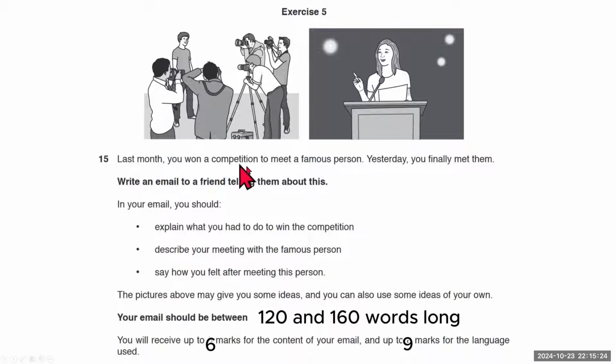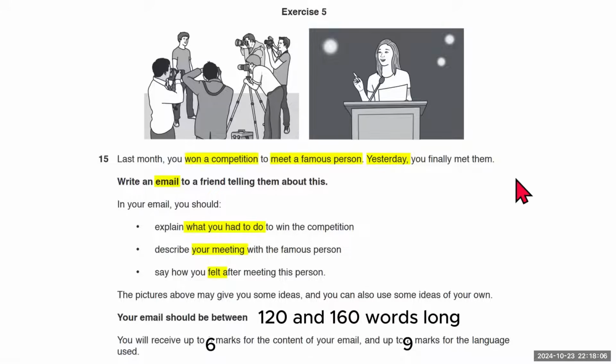Last month, you won a competition to meet a famous person. Yesterday, you finally met them. Write an email to a friend telling them about this. In your email, you should explain what you had to do to win the competition, describe your meeting with the famous person, say how you felt after meeting this person. The pictures above may give you some ideas, and you can also use some ideas of your own. Your email should be, for the new syllabus, 120 to 160 words long.